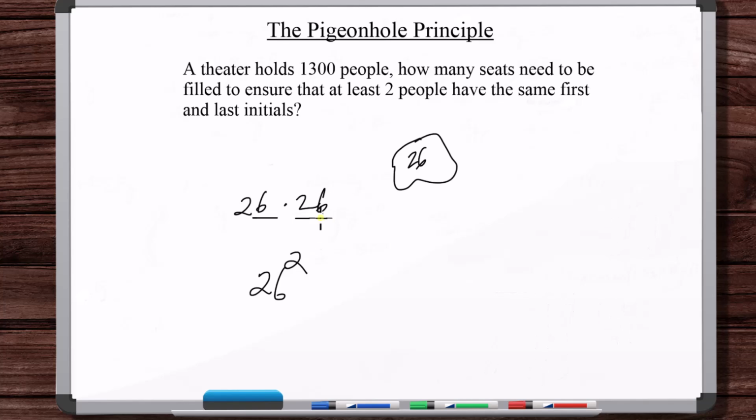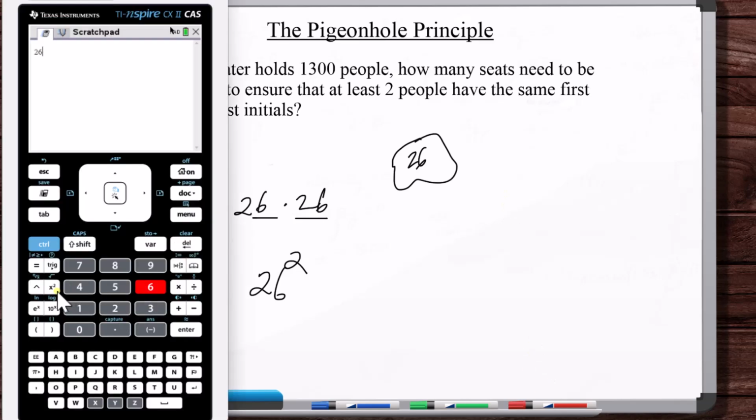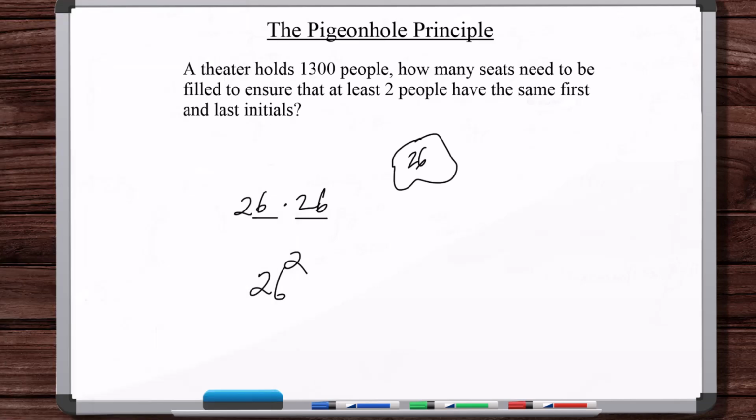So 26 squared, that's the number of pigeonholes, right? There's 26 squared pigeonholes. So what is that? 676 pigeonholes. Okay, and the C is 2. And we're trying to figure out what n is. We want to see what's the minimum number of seats that need to be filled to where at least 2 people are going to have the same first and last initials.